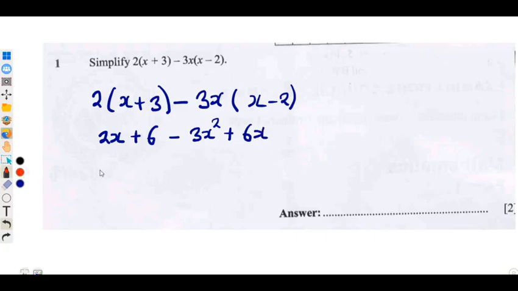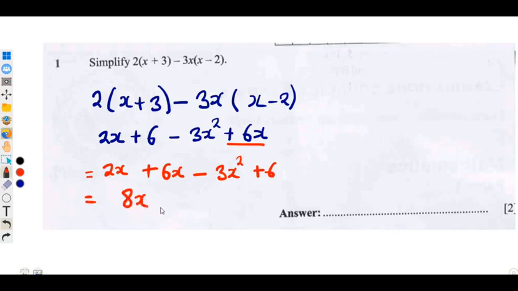Then from here, we can group the like terms together. So we have 2x. Its like term is the positive 6x. Then we can write minus 3x squared plus 6. So 2x plus 6x, we are going to have 8x minus 3x squared plus 6. So this is our answer, which is 8x minus 3x squared plus 6. So we now move on to our next question.